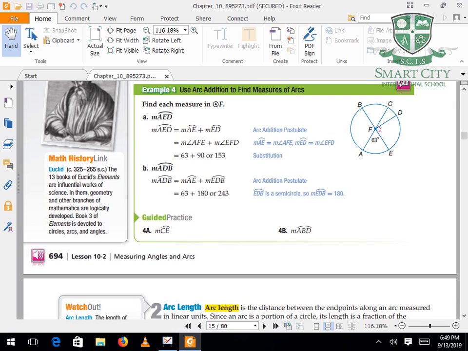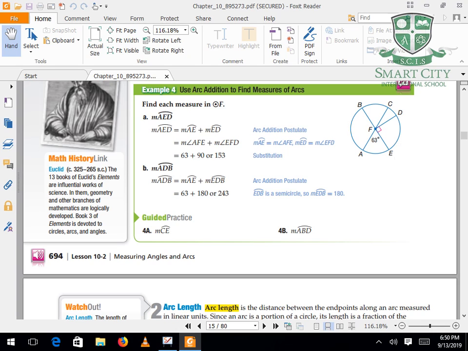Use arc addition to find the measure of arcs. Find each measure in circle F. Measure of arc AED. AED consists of two arcs in front of two different central angles, 63 and 90. So from D to A equals the sum of 63 and 90. Together it will be 153.